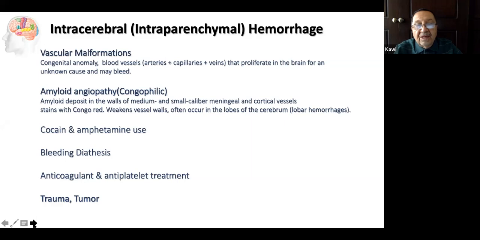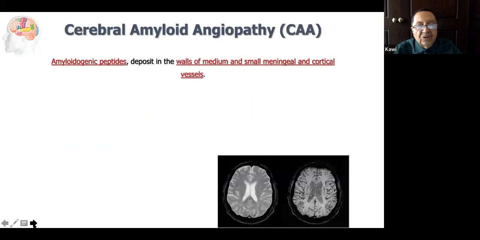And it may occur in the lobes, unlike the microaneurysm that happens in the basal ganglia. This leads to lobar hemorrhage. Cocaine and amphetamine use and the others can cause bleeding anywhere.